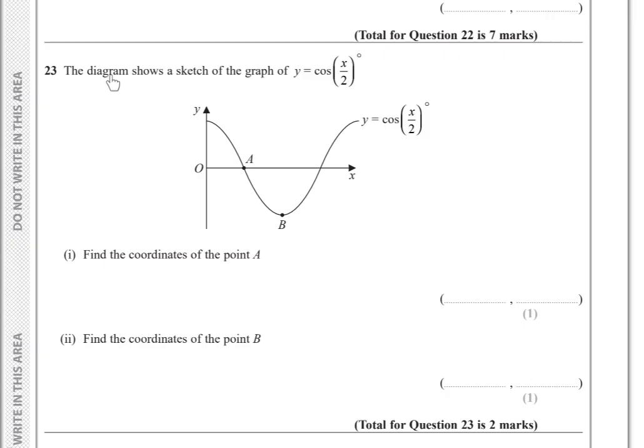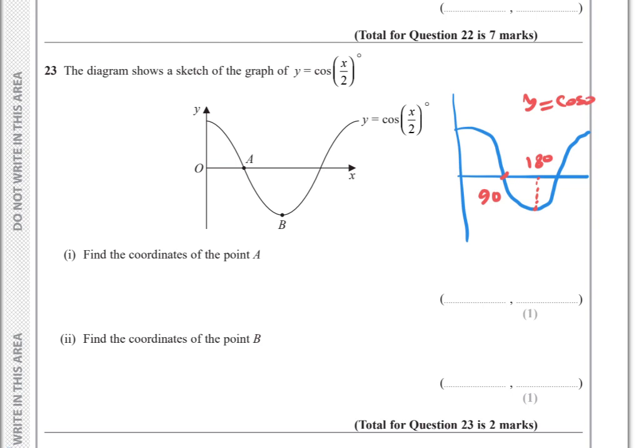23. The diagram shows a sketch of the graph y equals cosine x over 2. Find the coordinates of the point A and the coordinates of the point B. If you consider the original function y equals cosine x, this is the graph for y equals cosine x. This point has x coordinate 90, and that one 180. This is y equals cosine x, with maximum 1 and minimum negative 1.